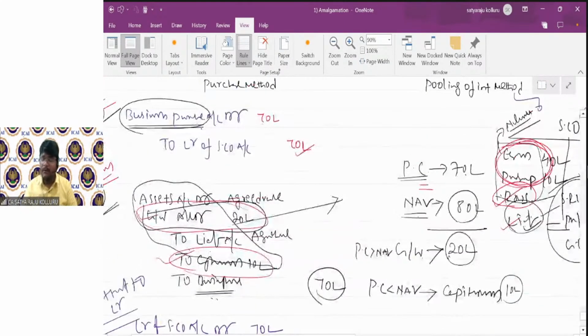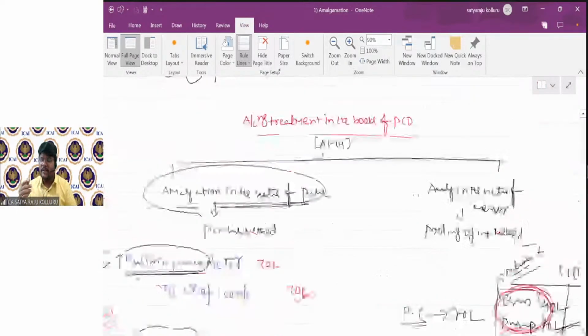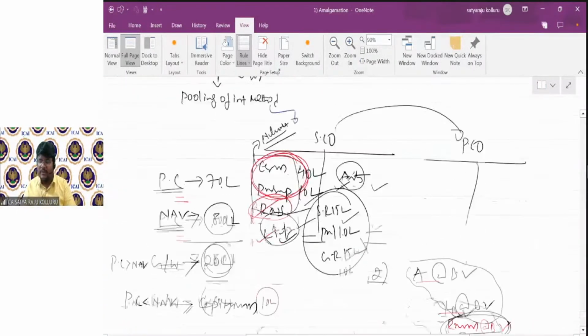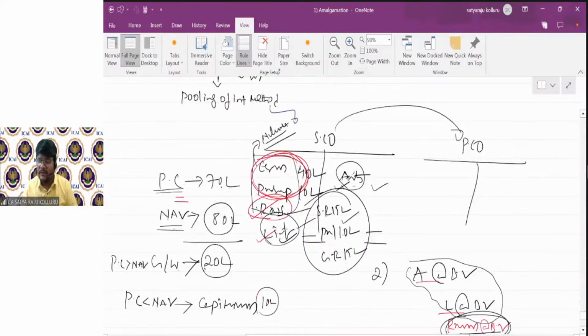Now, at the time of recording the second entry in case of merger, you need to remember one thing. In case of pooling of interest method, we need to incorporate all assets, all liabilities, along with that, reserves and surplus as well. But now we need to check PC directly with the share capital of the selling company, because here there is no difference between NAV and share capital of the selling company. We are considering all the assets and all the liabilities, including the reserves and surplus. That's why NAV is nothing but share capital.